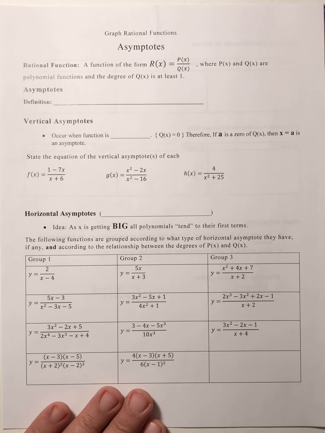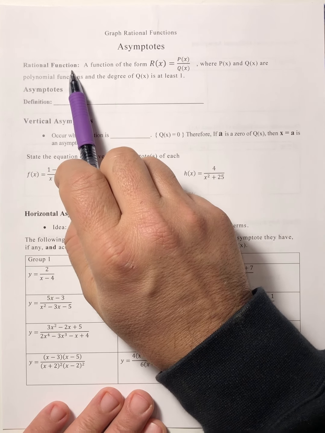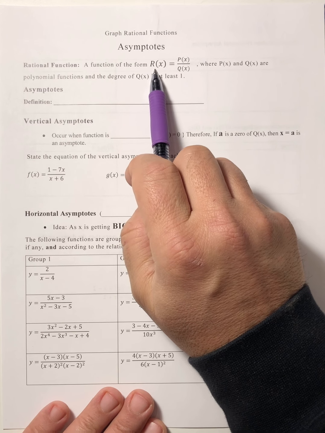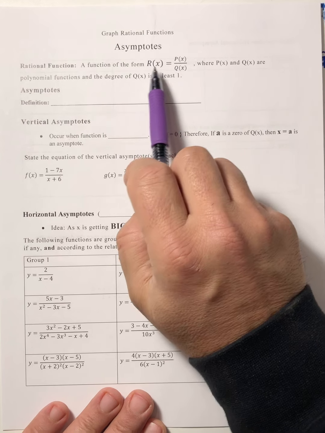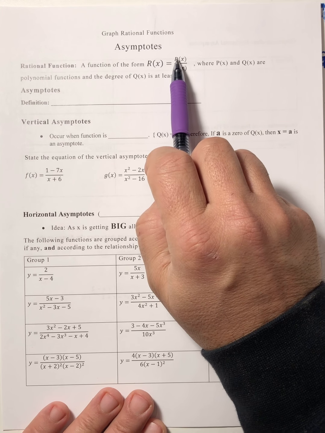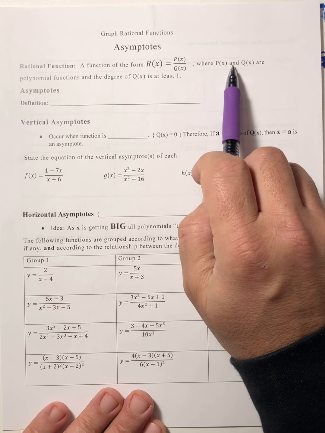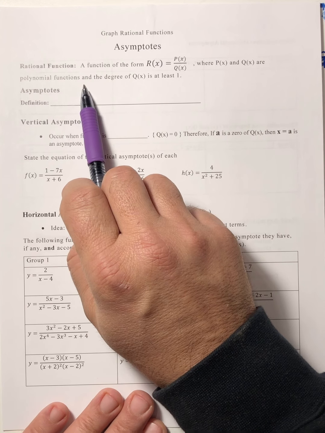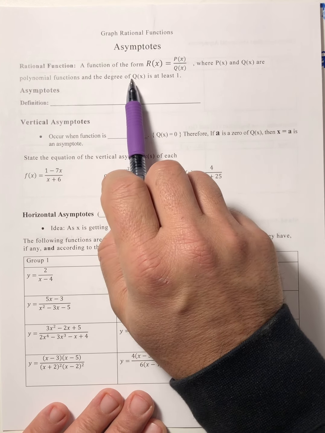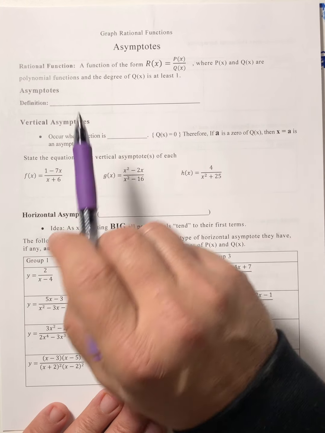So first of all, a rational function is a function of the form r of x, r for rational, equals p of x over q of x, where p of x and q of x are polynomial functions, and the degree of q of x is at least 1.